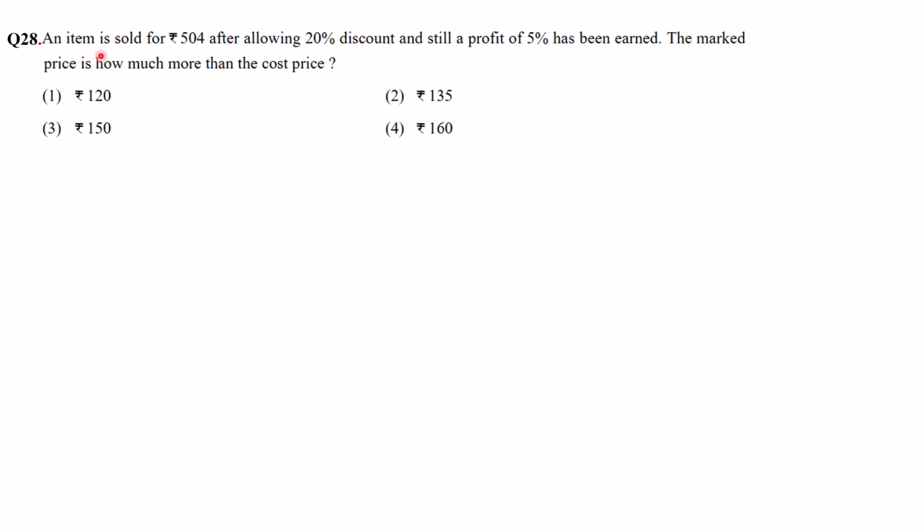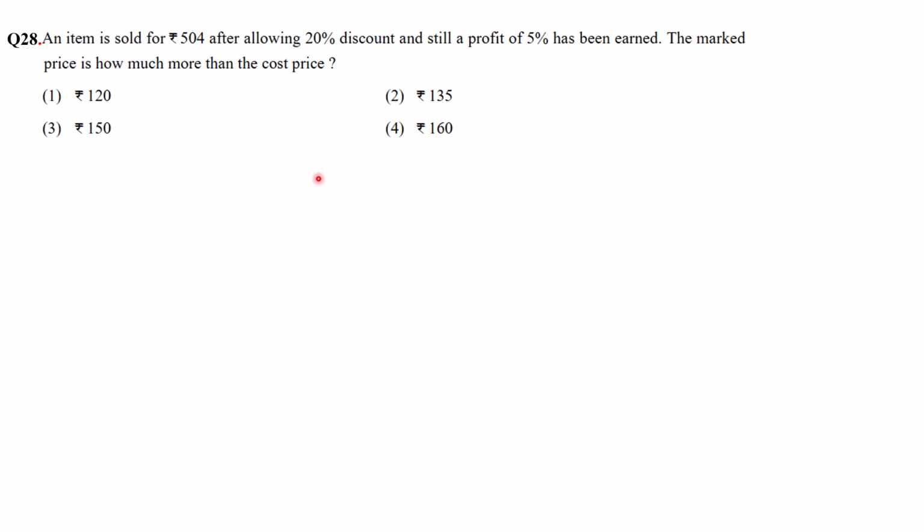Question 28. An item is sold for 504 rupees after allowing 20% discount and still a profit of 5% has been earned. The marked price is how much more than the cost price? So selling price is given, discount percent is given, profit percent is given. You have to first find marked price, then cost price, and then you have to see how much it is more than the cost price.